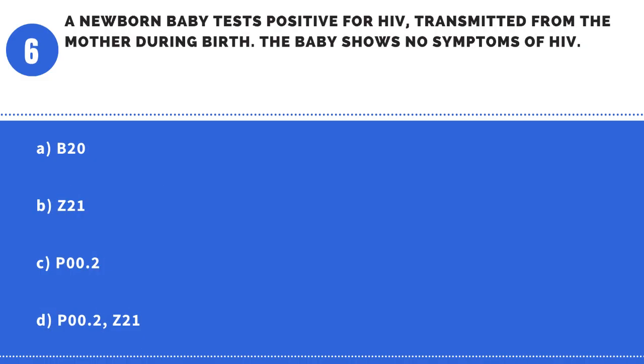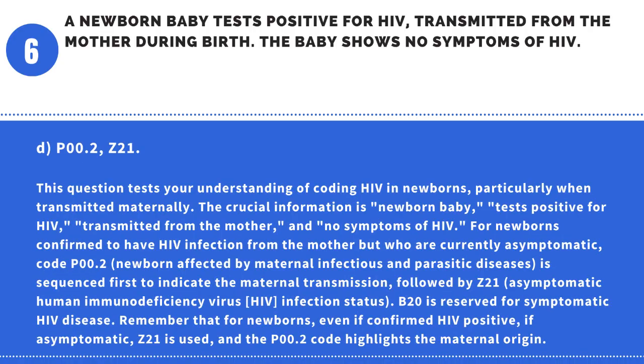Question 6. A newborn baby tests positive for HIV, transmitted from the mother during birth. The baby shows no symptoms of HIV. A. B20. B. Z21. C. P00.2. D. P00.2, Z21. Answer D.